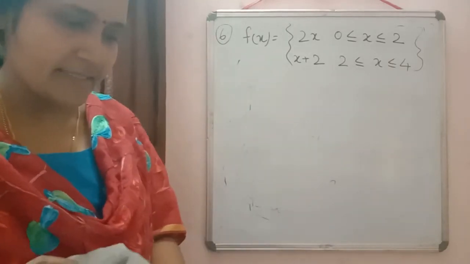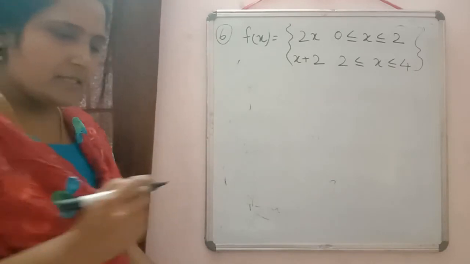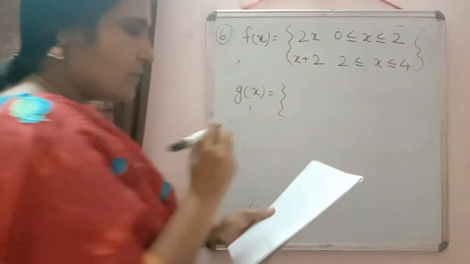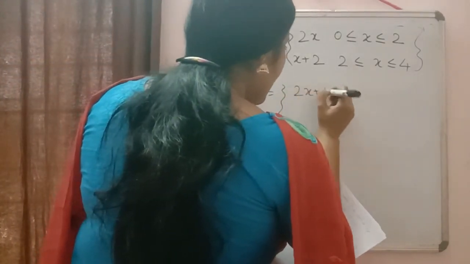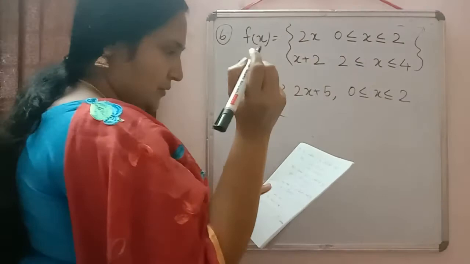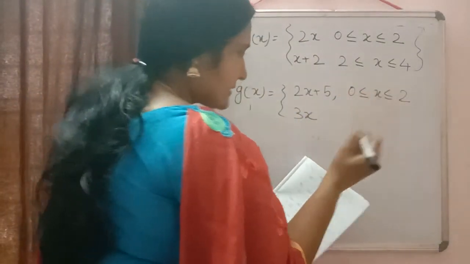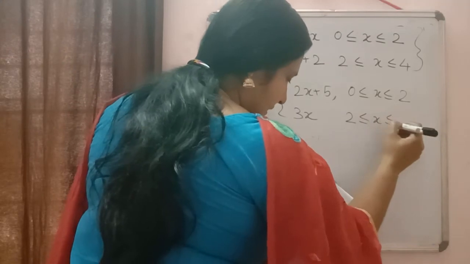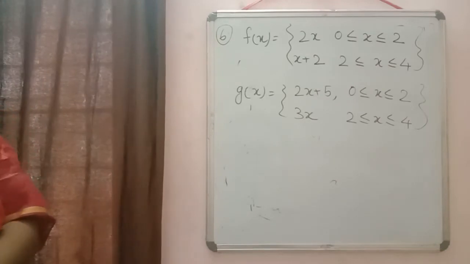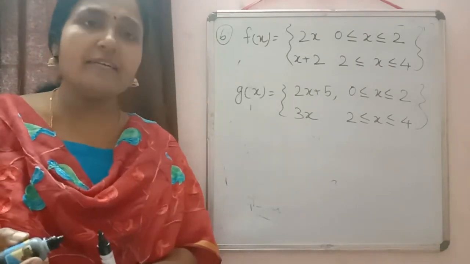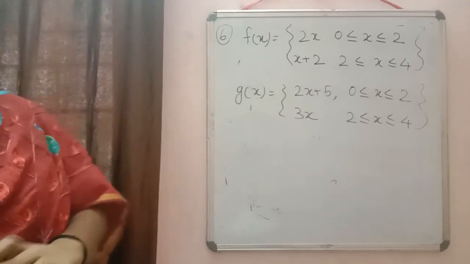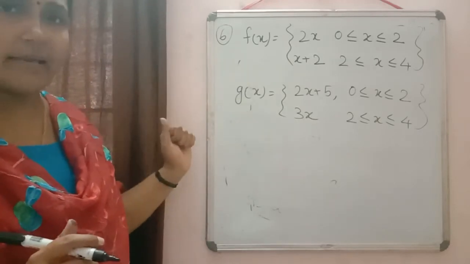You can write the relation g is defined by g of x is equal to 2x plus 5, 0 less than or equal to x less than or equal to 2, and this is equal to 3x, 2 less than or equal to x less than or equal to 4. These are the two relations given. Now we have to prove. Write down: show that f is a function and g is not a function.